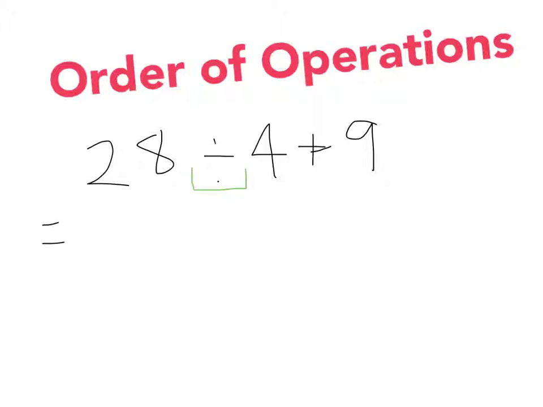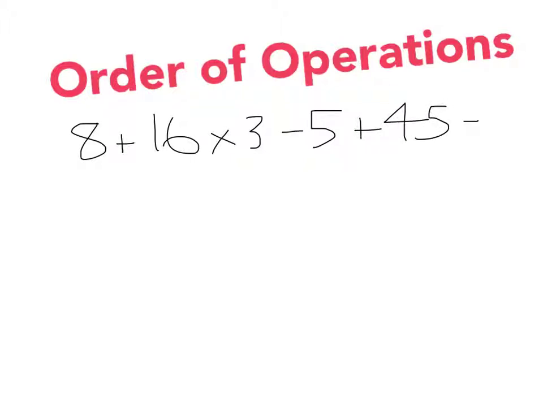I look to see what's on the left of it, 28. I look to see what's on the right of it, 4. They're both positive numbers, so a positive divided by a positive is still a positive number. So 28 divided by 4 would be 7, plus 9, because that's what I have remaining. 7 plus 9, 16. Okay? Very straightforward, guys.